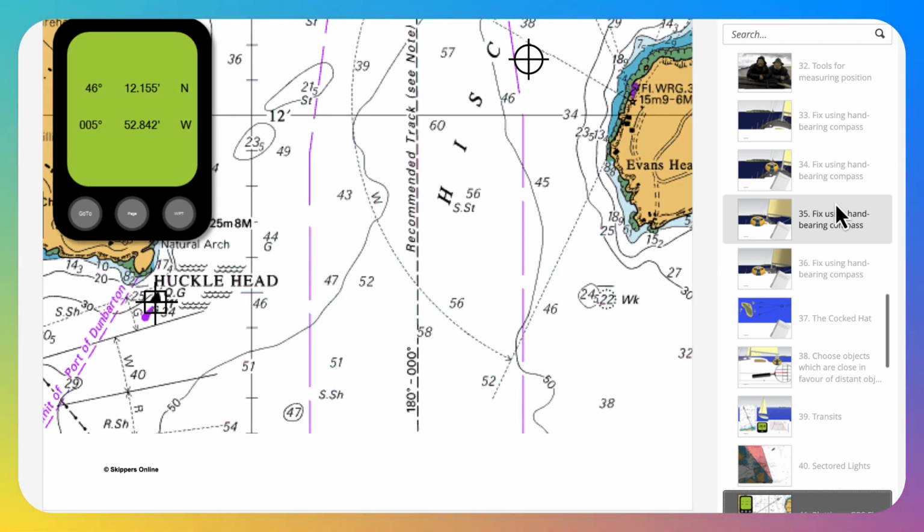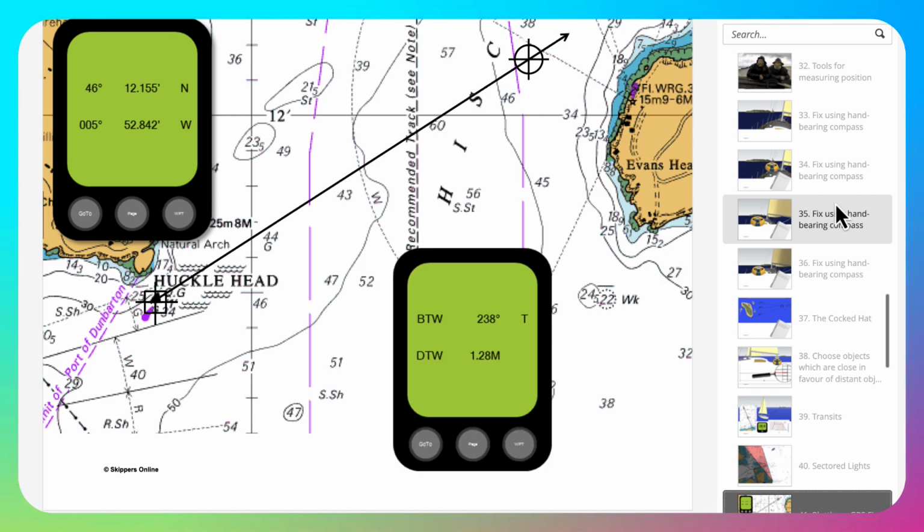GPS can give position in two ways, either by latitude and longitude, or, if you are navigating by waypoint, the bearing and distance to the waypoint. Note the abbreviations BTW for bearing to waypoint and DTW for distance to waypoint.